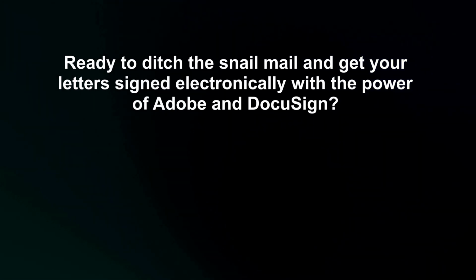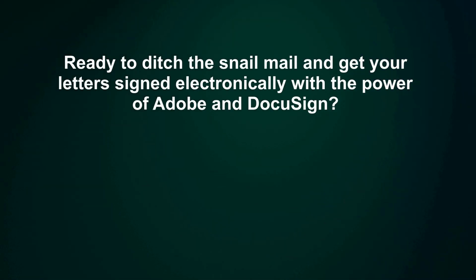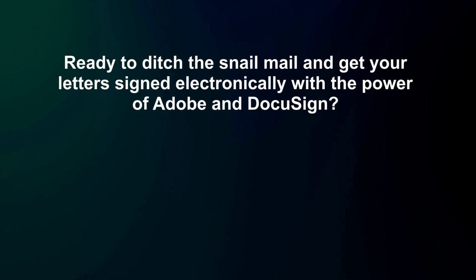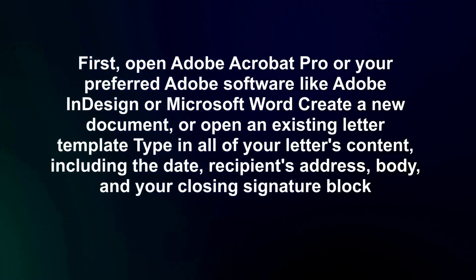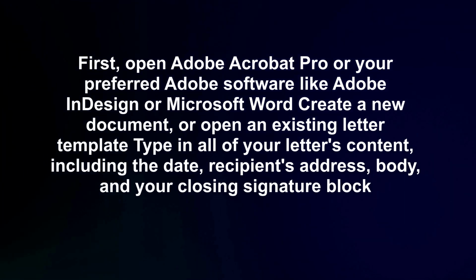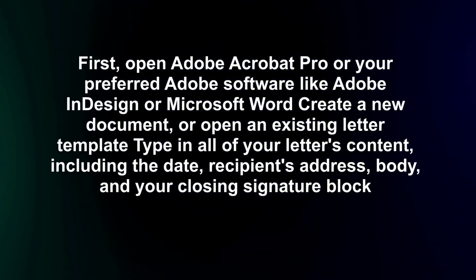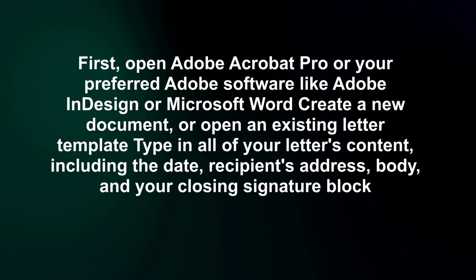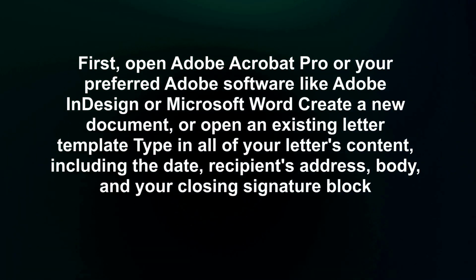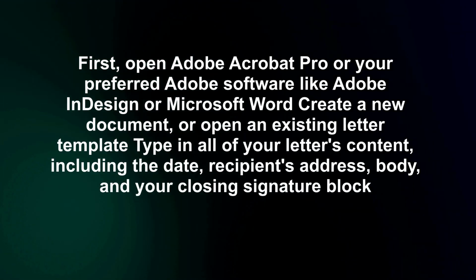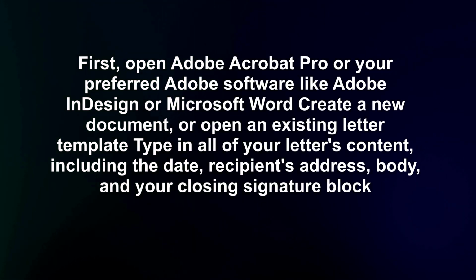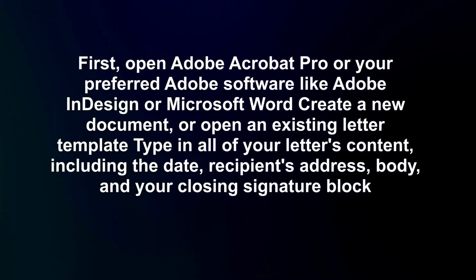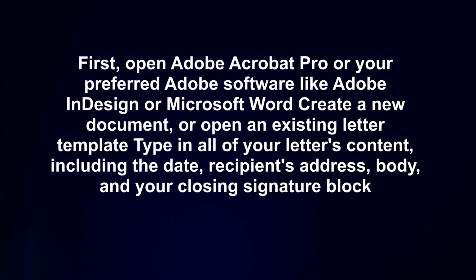Ready to ditch the snail mail and get your letters signed electronically with the power of Adobe and Docusign? First, open Adobe Acrobat Pro or your preferred Adobe software like Adobe InDesign or Microsoft Word. Create a new document, or open an existing letter template. Type in all of your letter's content, including the date, recipient's address, body, and your closing signature block.